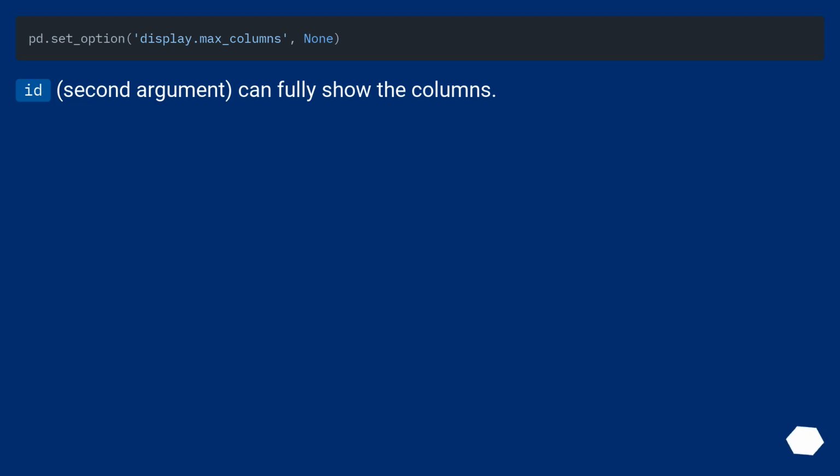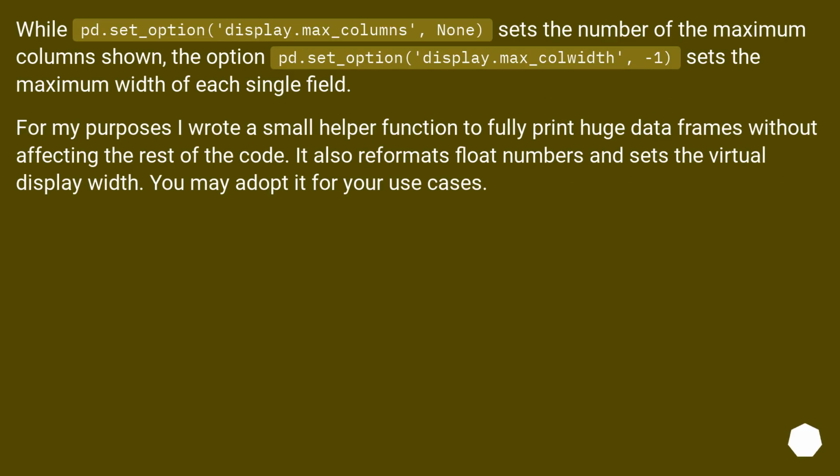The second argument can fully show the columns. While pd.set_option display.max_columns, None, sets the maximum number of columns shown, the option pd.set_option display.max_colwidth, -1, sets the maximum width of each single field.